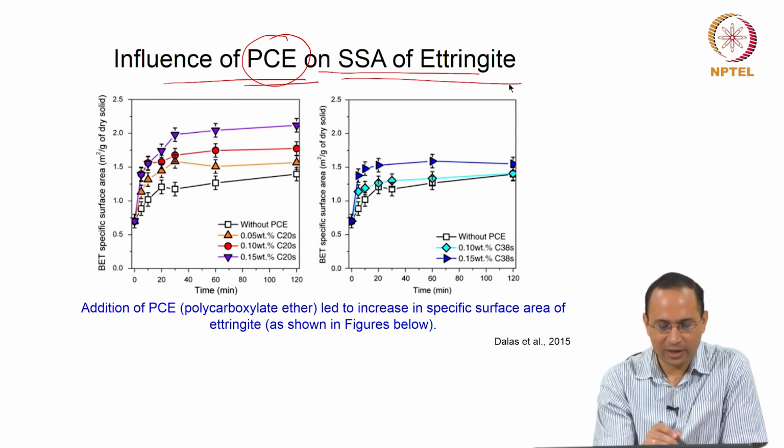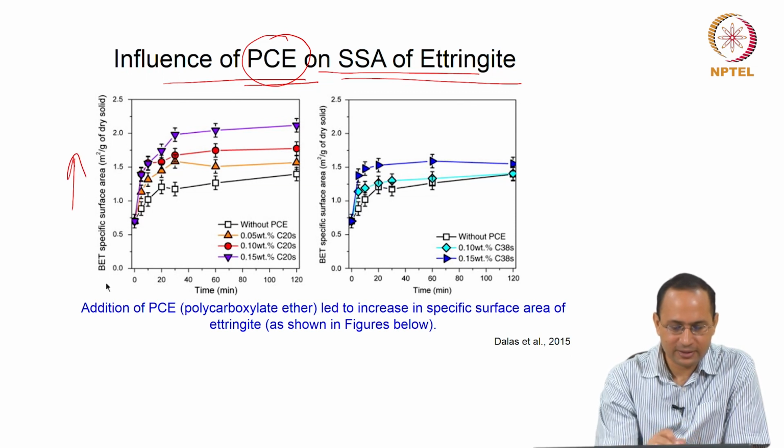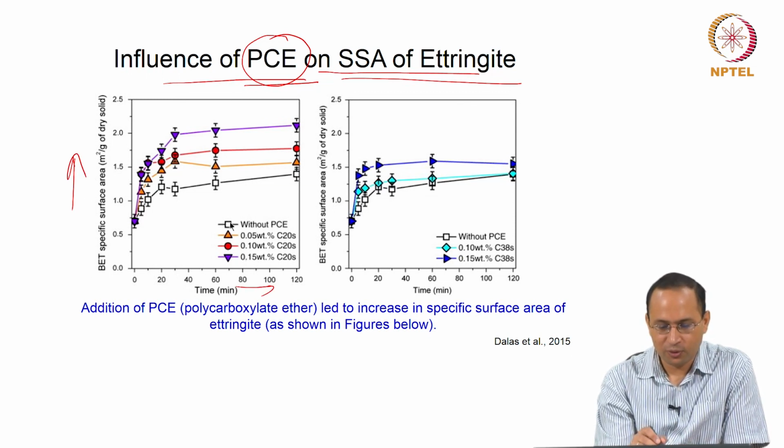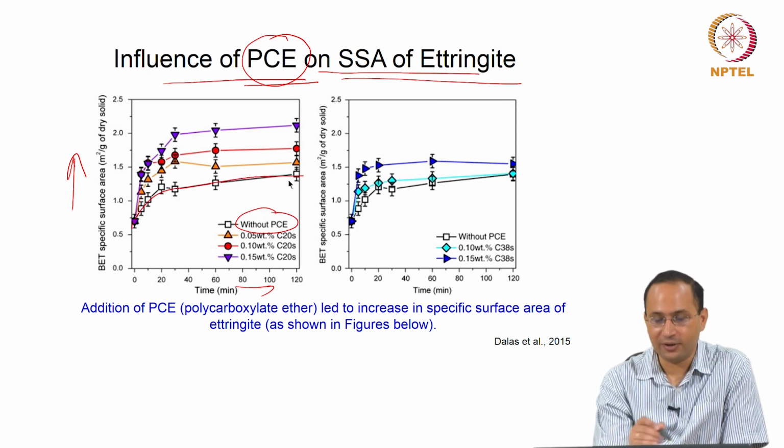On the left plot we have again surface area plotted on the y axis, and time. So, you see without PCE, when you do not have any PCE in the sample, this is the trend.